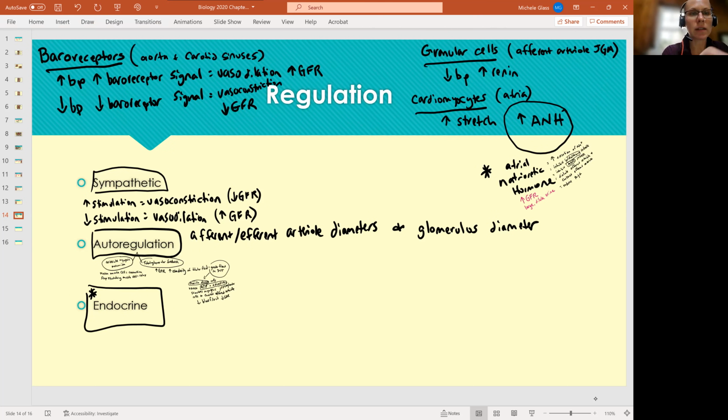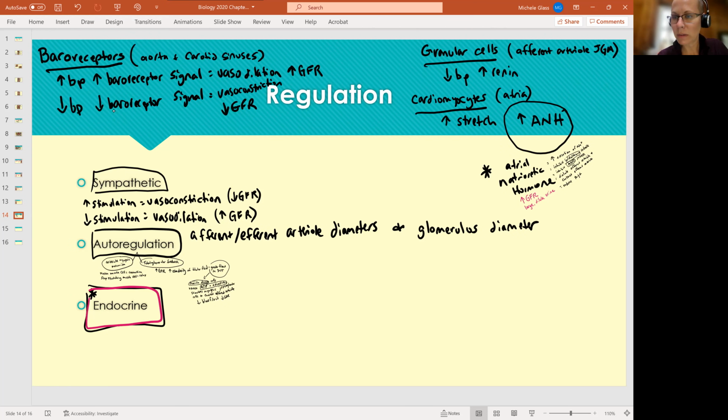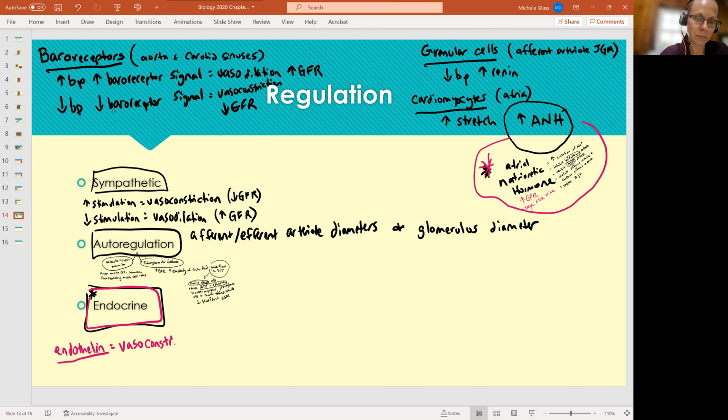If we look at some of our other hormones here, we'll do our endocrine in this pinky color to help us pick that out. Let's also look next at what's called endothelium. We talked about endothelium when we were talking about blood clotting, and we said it was important in that vascular spasm. And so it should make sense that this is classified as a vasoconstrictor. So endothelium is an important vasoconstrictor.